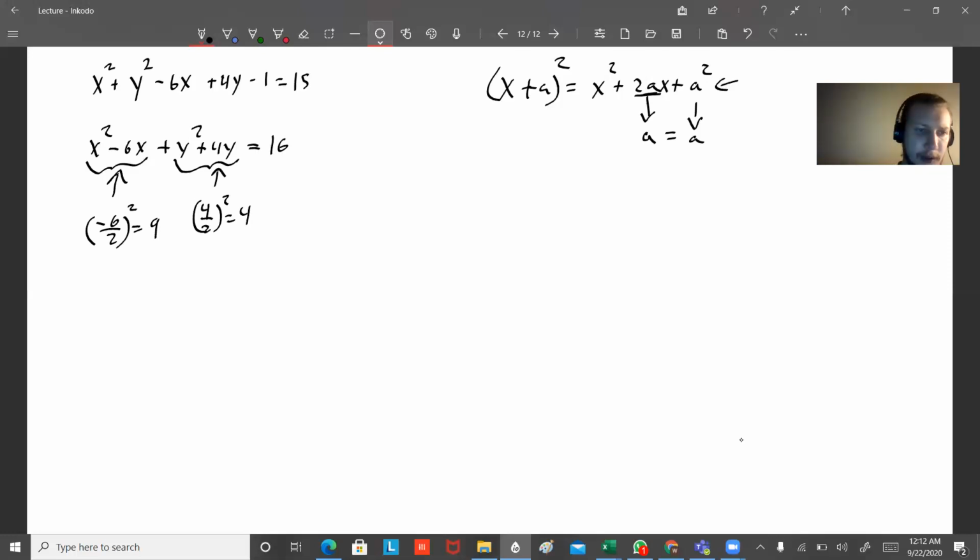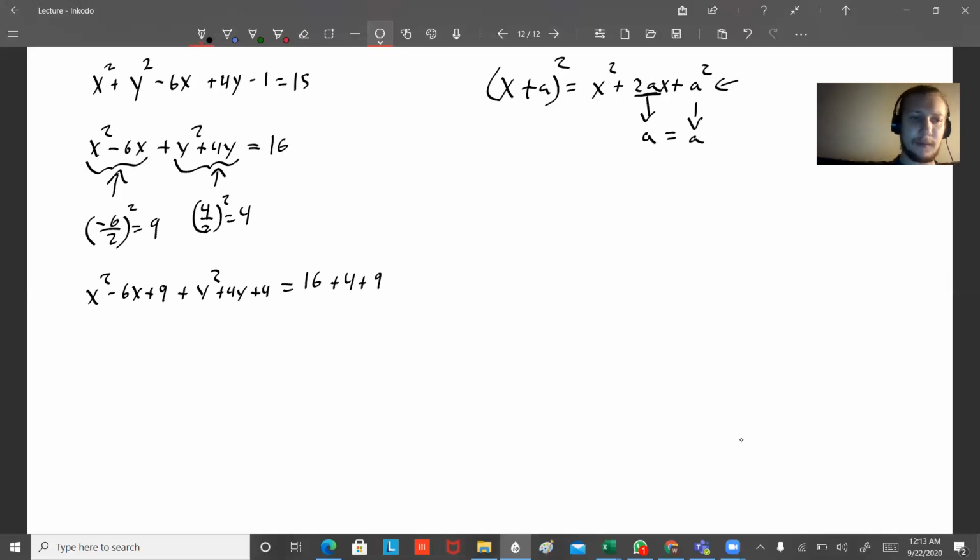So we're going to end up with x cuadrado menos 6x más 9 más y cuadrado más 4y más 4 igual 16 más 4 más 9. ¿Sí?